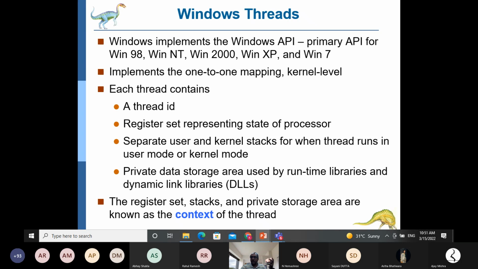We have seen what is meant by the context of a process. Similar to that, we have a context of a thread, which corresponds to the environment at the time of execution. Whatever is involved indicates the context of a particular thread: a register set, stack, and the thread local data, the thread local storage, which is nothing but private storage.